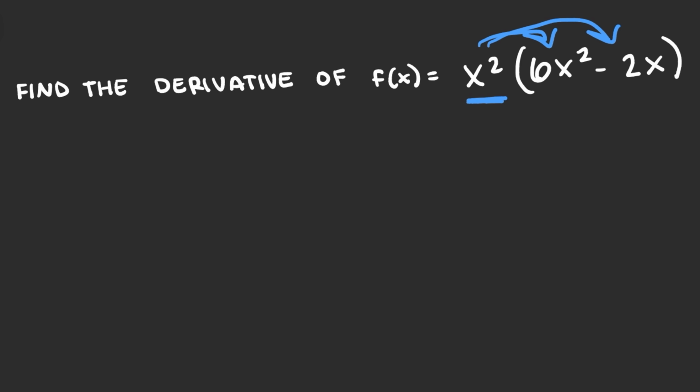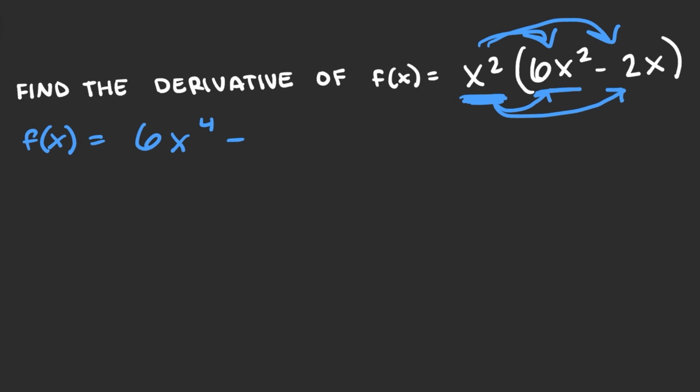So that will leave us with f of x equals x squared times 6x squared, which would give us 6x to the 4th power. All I did was multiply x squared times 6x squared. And then we have to distribute it to the second term, so x squared times 2x would give us 2x cubed.